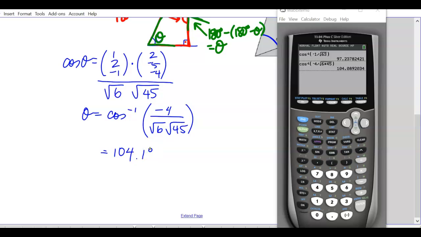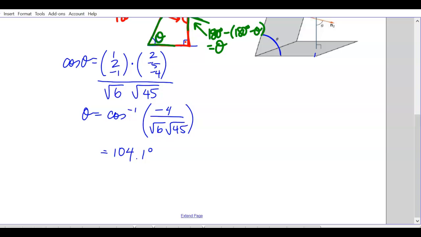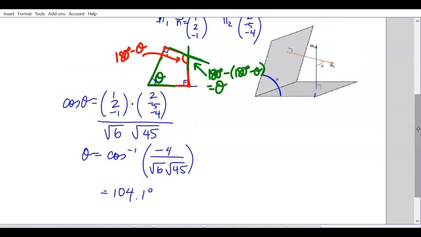Now, in this one, it doesn't say acute or obtuse because it doesn't really matter, right? These planes keep on going forever this way, and this keeps on going forever this way. So that angle or this angle doesn't really matter unless it's specified. If it's specified to be acute, then subtract from 180. If you changed the normal vector to go the opposite direction, then it would be 180 minus that. So either of these angles is acceptable. Okay, so that's that.